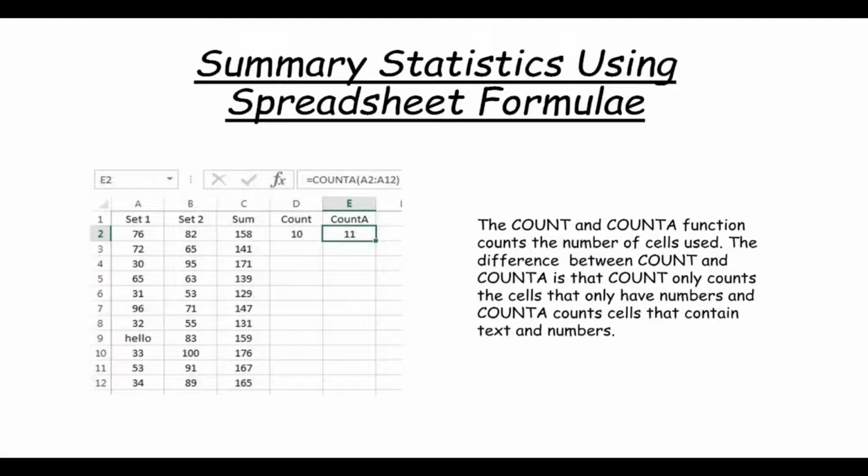The COUNT and COUNTA functions count the number of cells used. The difference between COUNT and COUNTA is that COUNT only counts the cells that have numbers, and COUNTA counts cells that contain text and numbers.